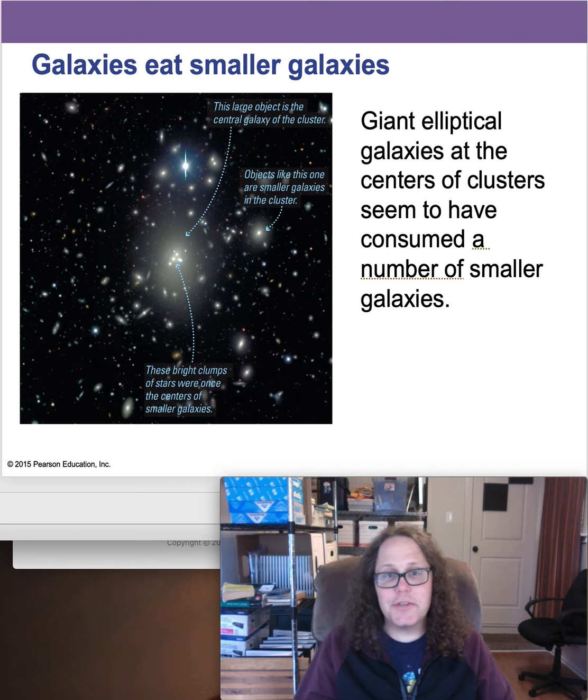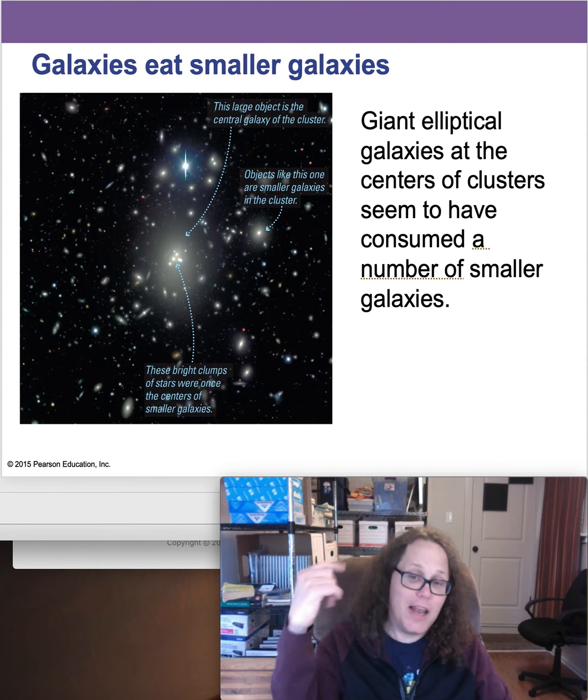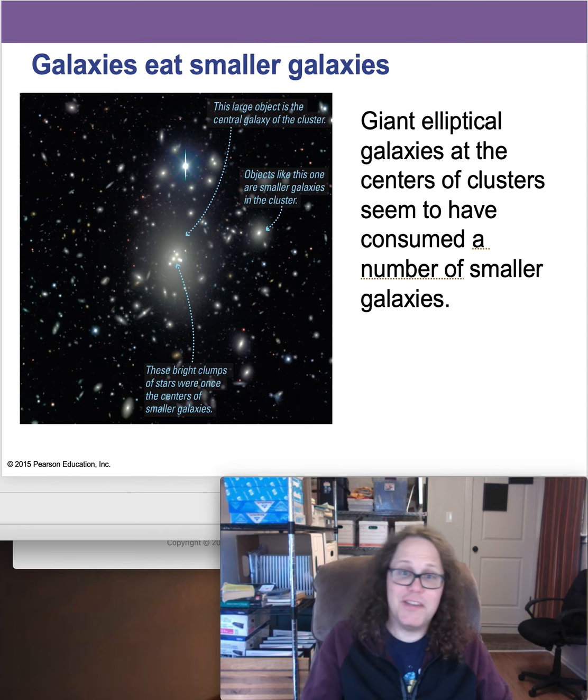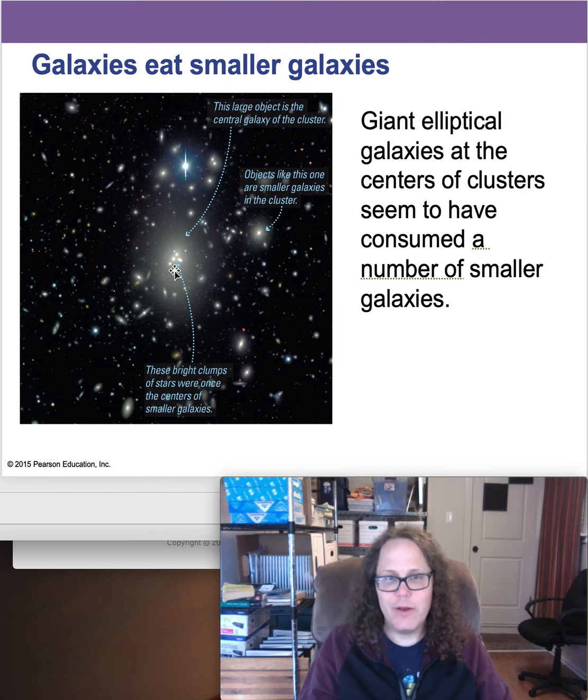Galaxy clusters eat galaxies. If a galaxy gets too close to a galaxy cluster, the galaxy cluster's gravity will suck it right in. And if it gets too close to the center of the cluster, then the giant elliptical at the center will suck it in and eat it. Elliptical galaxies are hungry. They're cannibals. This is a real word. Galaxy cannibalism, when one galaxy eats another.